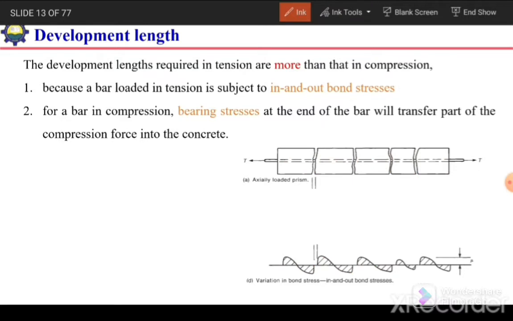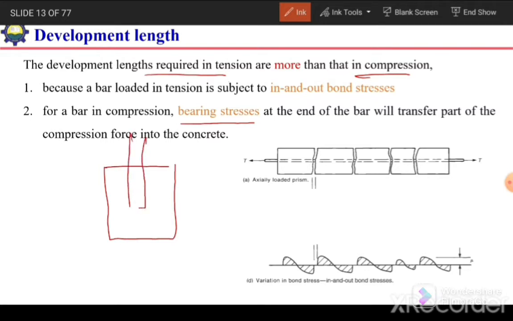Similarly, the second reason why the required length in tension is more than that of compression is that in case of compression there is end bearing as well as the bond stress that transfer the load from bar to the concrete. For example, if we have a cylinder and a steel bar is embedded inside it, when we apply the load, this load will be transferred to the concrete by two mechanisms: friction at the side of this bar, at the surface area of the bar, and the end bearing.